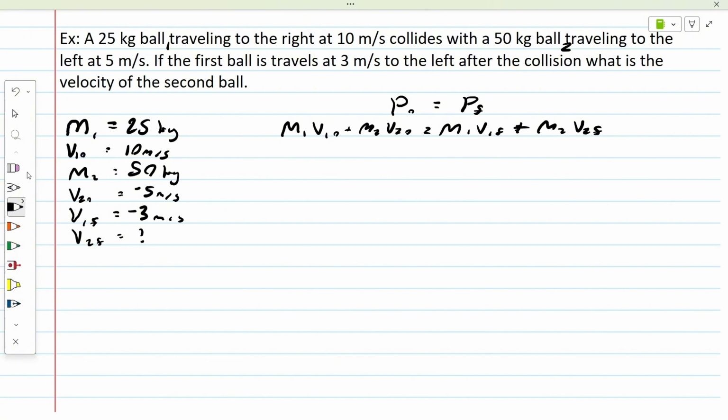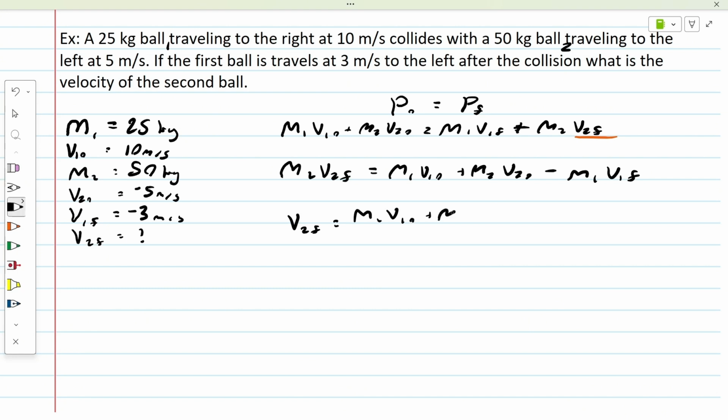Okay, so we want to solve for v2 final, so this is what we want to solve for. So let's rearrange the equation to get that by itself. So we can say m2 v2 final equals m1 v1 initial plus m2 v2 initial minus m1 v1 final. Okay, and now all we have to do is divide by the mass, and we can get this equation with v2 final on its own. All of this over m2.